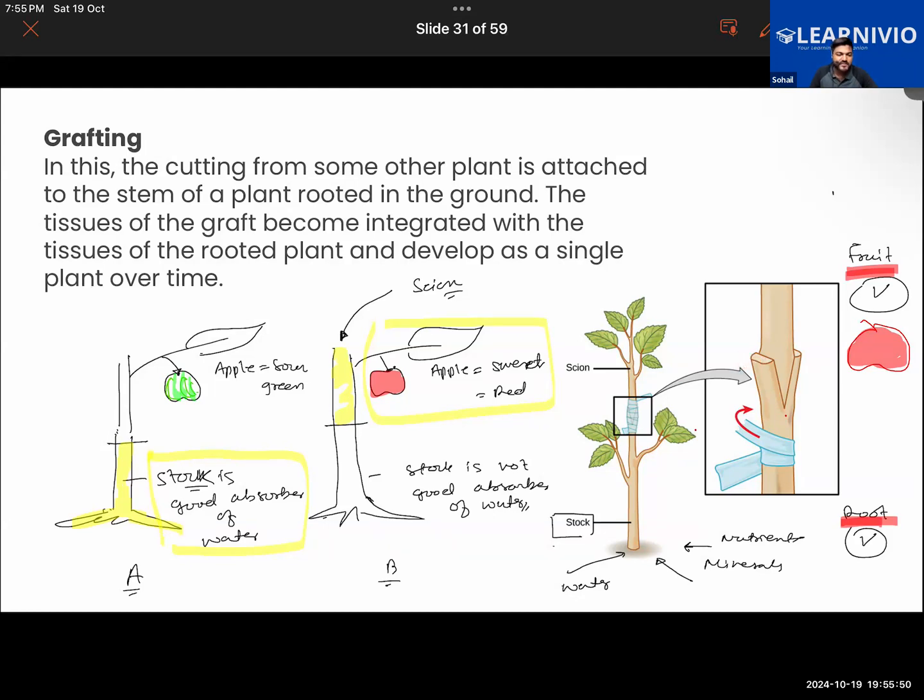Also, grafting can be used to cut off damaged parts of the plant and replace them with new tissues. If some part of the plant has been damaged, let's say this part, I can simply cut it and graft a new stem to this part. Any questions about the method of grafting? Please let me know.